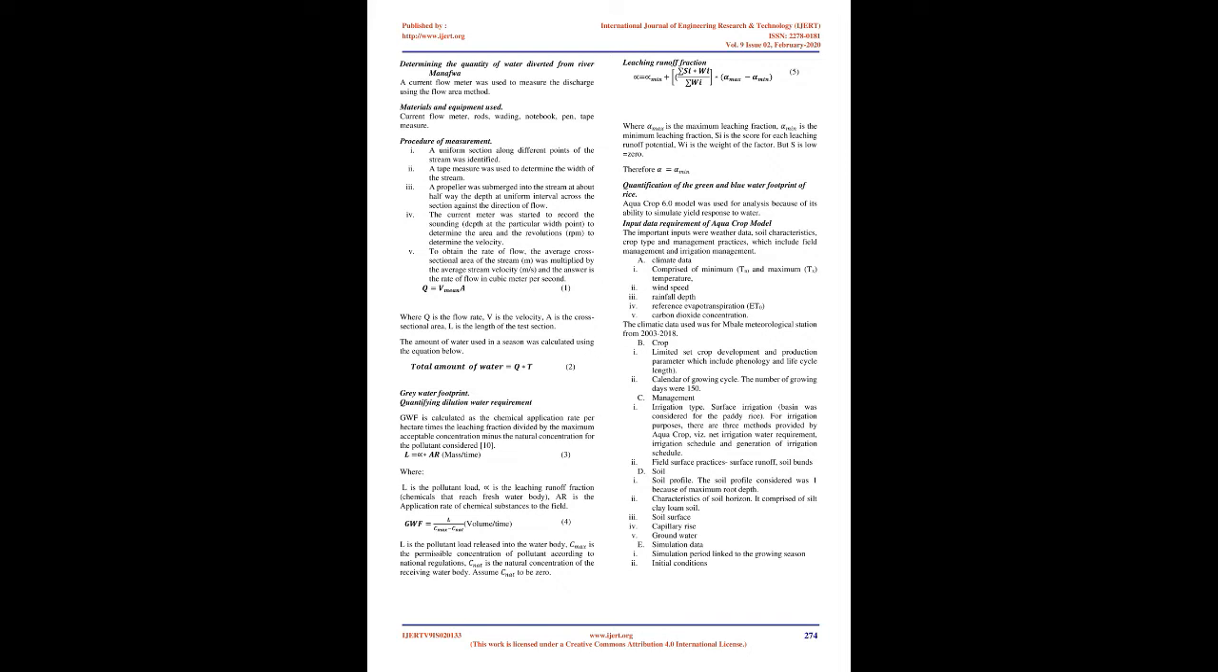GWF = L / (Cmax − Cnat), where L is the pollutant load released into the water body, Cmax is the permissible concentration of pollutant according to national regulations, and Cnat is the natural concentration of the receiving water body, assumed to be 0. Leaching runoff fraction: α = αmin + (αmax − αmin) × Σ(Si × Wi), where αmax is the maximum leaching fraction, αmin is the minimum leaching fraction, Si is the score for each leaching runoff potential, and Wi is the weight of the factor. But if Si is low, it equals 0. Therefore, α equals the computed value.